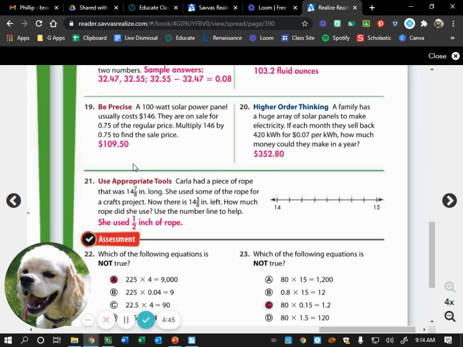Show me on your hand 1 through 5. How do you feel about this assignment as a whole? All of them. How do we feel about all of them together? Okay. All right. Hands down.